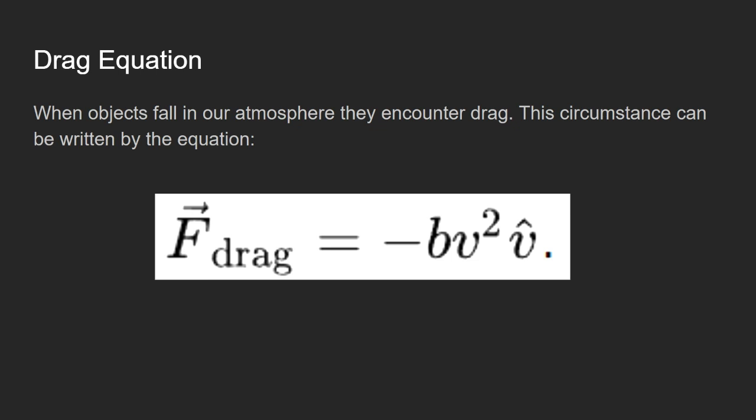When objects fall in our atmosphere, they encounter drag, which is also known as air resistance, and it's what makes a flat sheet of paper fall a lot slower than a rock. This can be written by the equation F drag equals negative b times v squared times the unit vector of the velocity. In this equation, b is a proportional constant, so depending on what object is falling, it'll be different for a rock or a sheet of paper. And v, of course, is the object's velocity, and v hat is its unit vector.